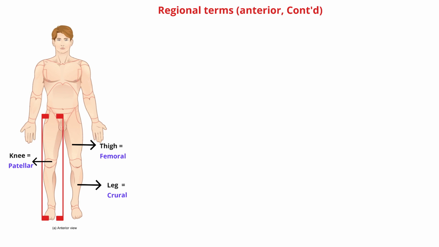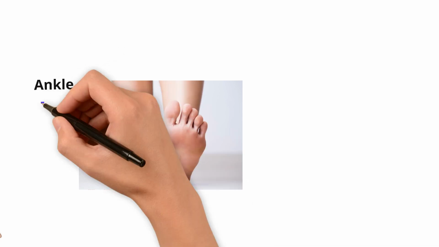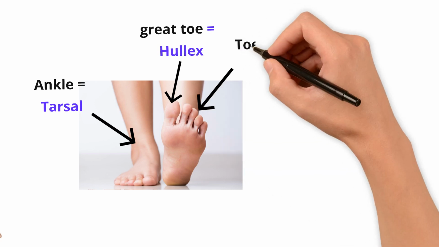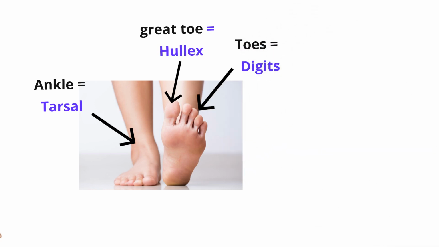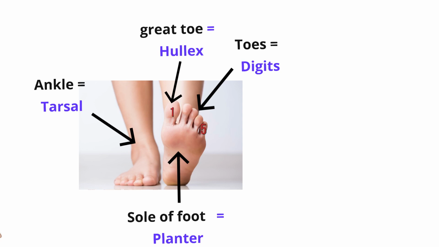Now, let's turn our focus to the foot and its regions. The tarsal region is the region located around the ankle. The hallux refers to the big toe, or the first digit of the foot. The other toes are collectively referred to as the digits or phalanges, and they are numbered from 1 to 5, with the hallux being the first. The plantar region refers to the bottom or sole of the foot, the area that touches the ground when standing.